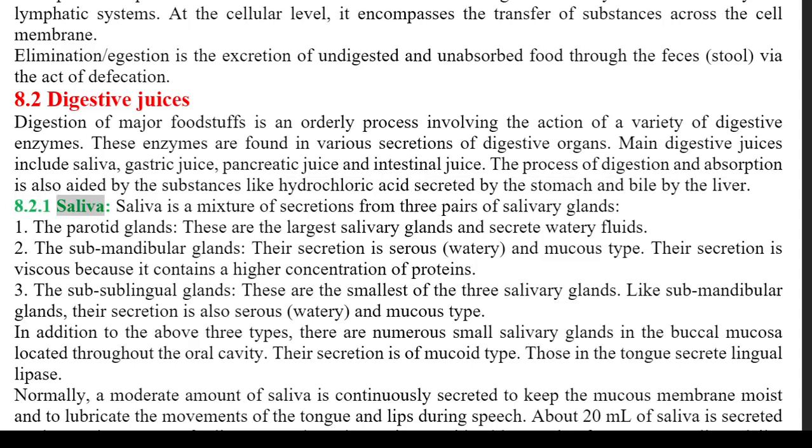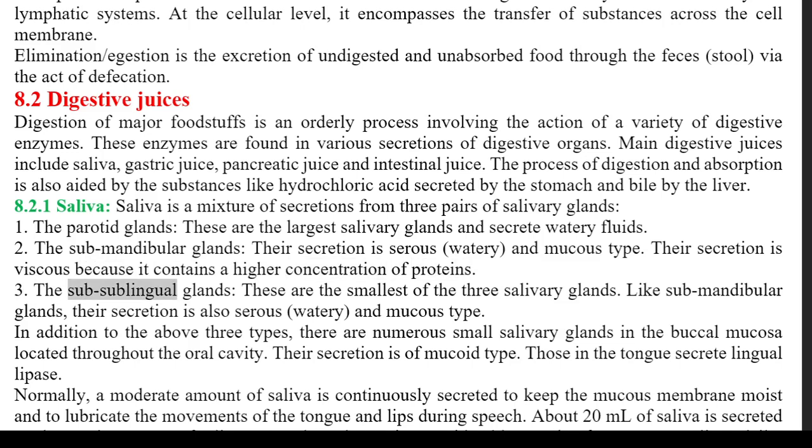8.2.1 Saliva. Saliva is a mixture of secretions from three pairs of salivary glands. 1. The parotid glands. These are the largest salivary glands and secrete watery fluids. 2. The submandibular glands. Their secretion is serous, watery, and mucus type. Their secretion is viscous because it contains a higher concentration of proteins.